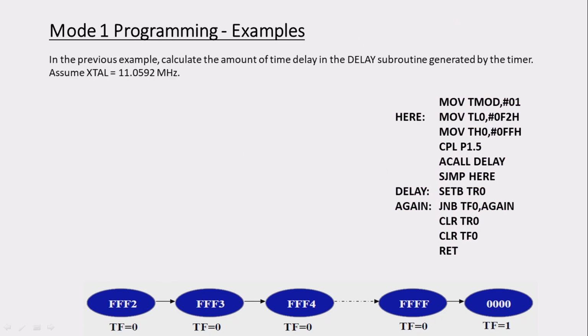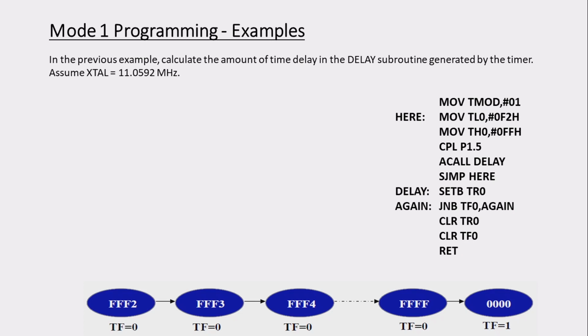So the same program that we had written in the previous example, but here we have to consider the clock frequency to be 11.0592 megahertz, and then based on that particular clock frequency, what is the time delay which is being generated by this particular program.